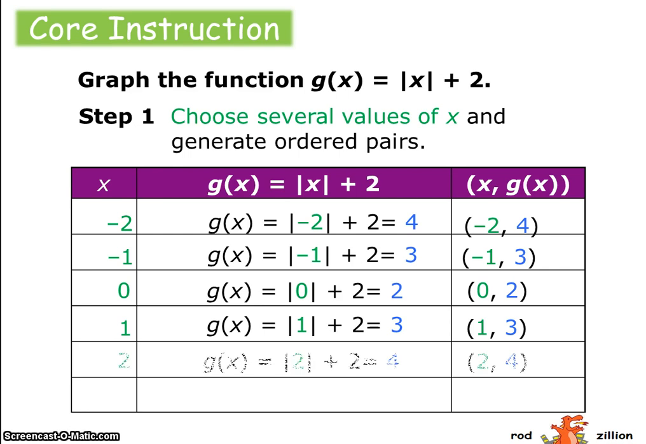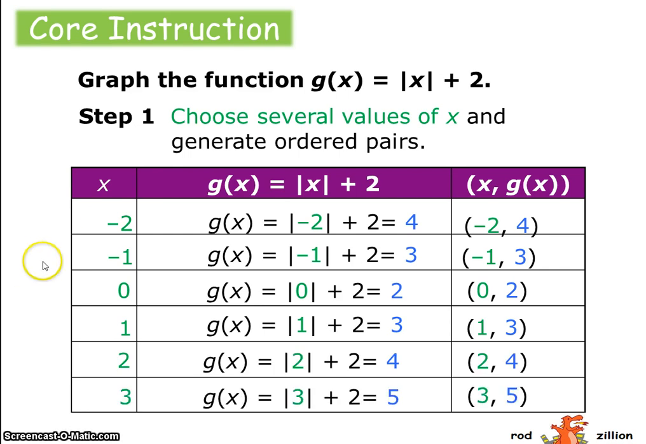When x is 0, y is 2. When x is 1, y is 3. When x is 2, y is 4. When x is 3, y is 5. Remember, absolute value is not the opposite. It's distance from 0. And distance from 0 is always positive.